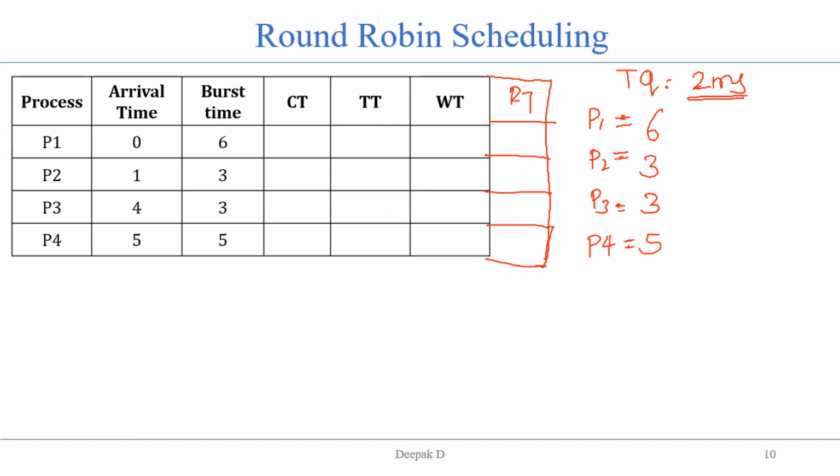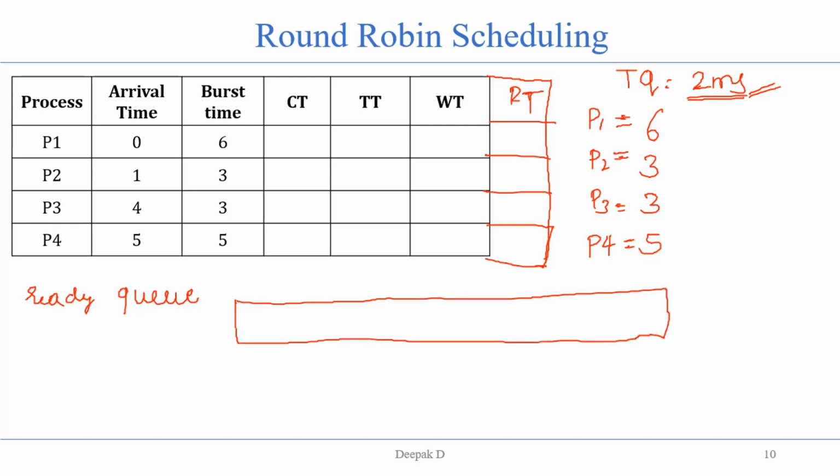Let's consider another example, where you can see 4 processes with different arrival times, and the time quantum given for this problem is 2 milliseconds. There is also an additional term that we need to identify, that is the response time for the individual processes. As I said, in order to understand round robin scheduling, we need an additional queue that is called the ready queue. I have written this one. Along with this, we need a Gantt chart.